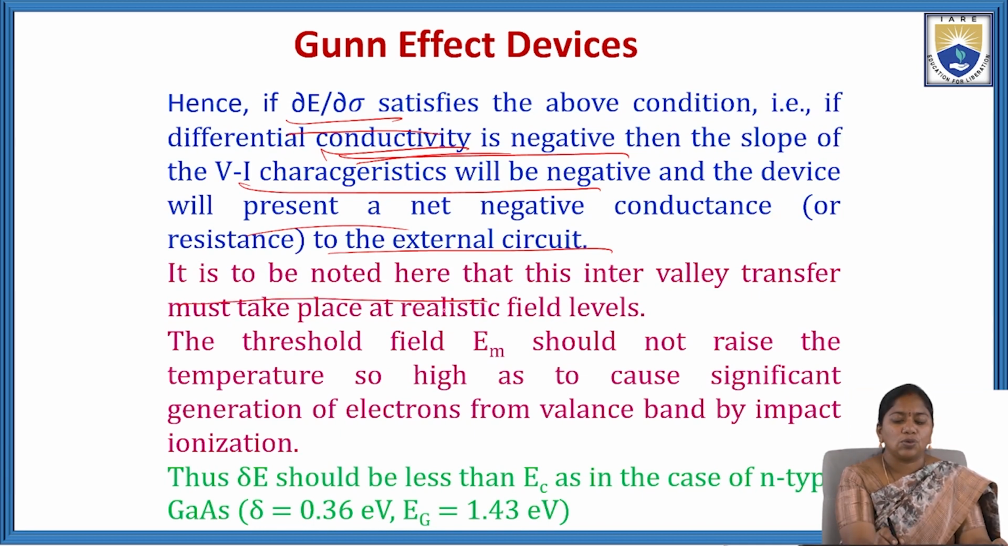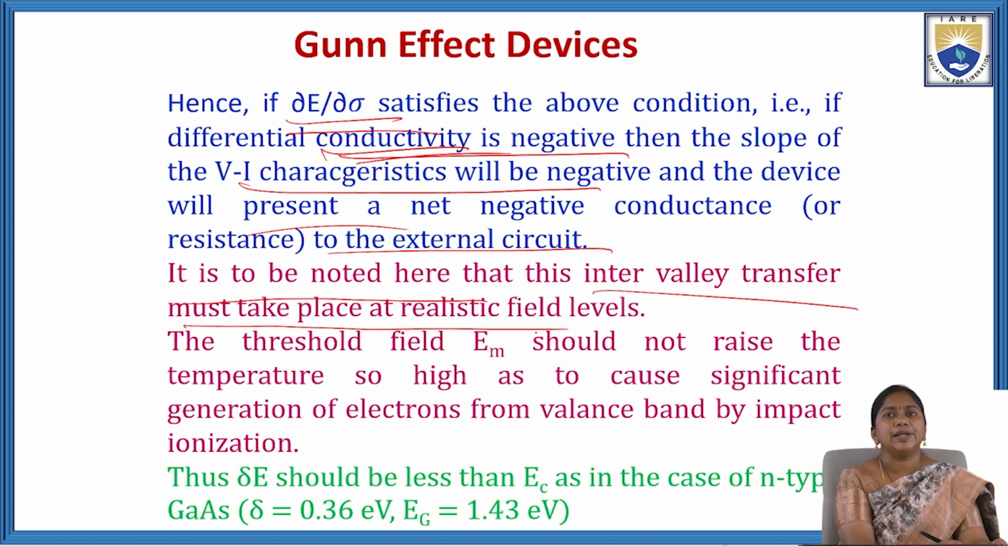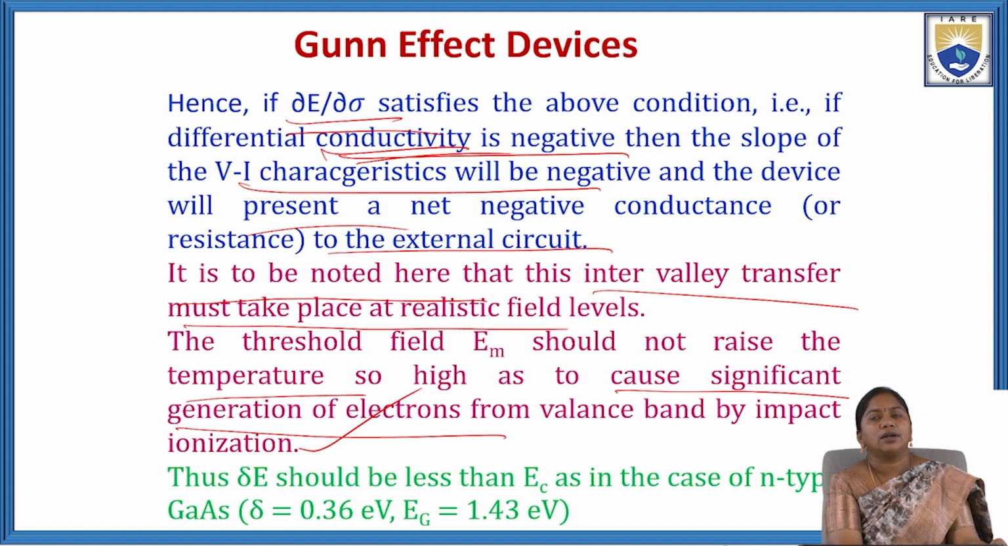So, it is to be noted here that this intervalley transfer must take place at realistic field levels. The threshold field Em should not raise the temperature so high as to cause significant generation of electrons from the valence band by impact ionization.